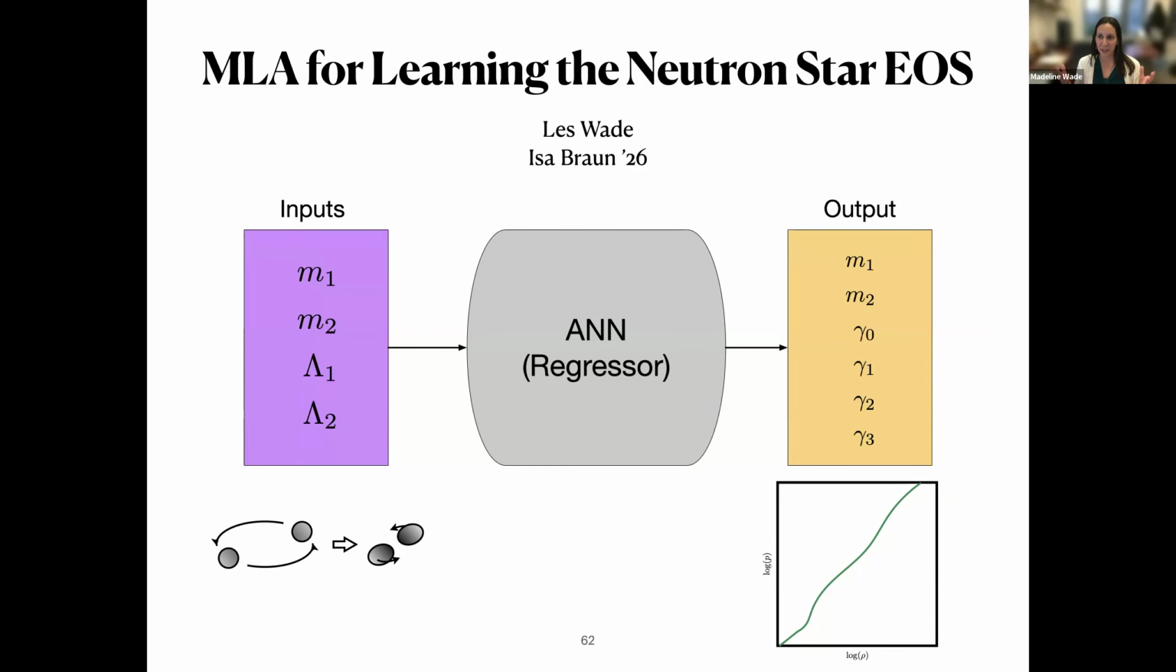This project is looking hopeful. We don't have results on it yet, but it's looking hopeful. Isa Braun, who's a current sophomore at Kenyon, has been working on this. And this will really help improve the efficiency of doing this mapping from gravitational wave detections to these fundamental physics parameters about the equation of state.